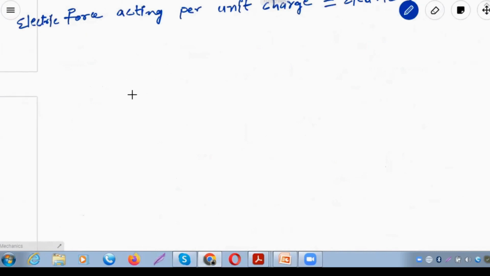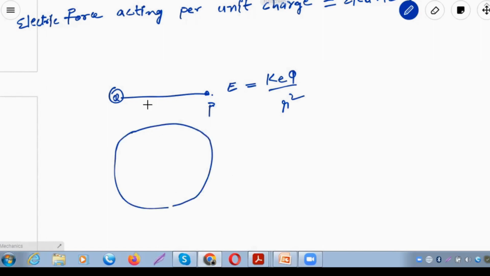Suppose this is the charge Q and this is the point P. At this point, the electric field, you will write like K into Q by R squared, right? Yes, sir, like this. Suppose I have a continuous charge distribution; this is a point charge, right? Yes, sir. This is a point charge.